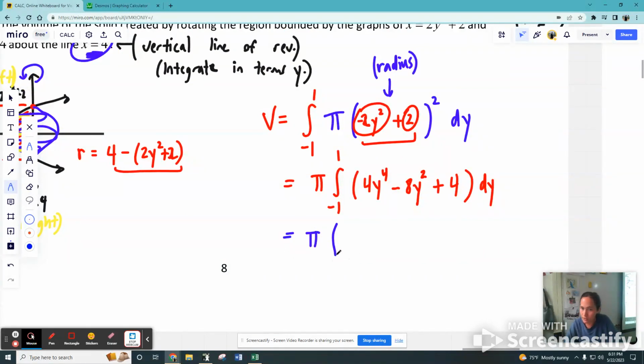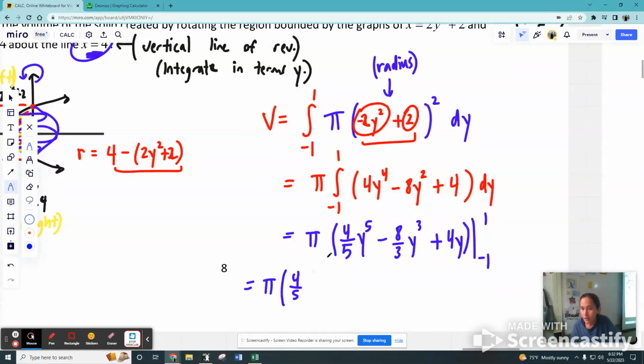We can drop the integral sign. We'll go up a power, 4/5 y to the fifth. How about this one going up a power, 8/3 y to the third, and then plus 4y. And this gets evaluated from y equals -1 to y equals 1. So the 1 gets plugged in first. We'll show the plug-in, pi times 4/5 times 1 to the fifth, minus 8/3 times 1 to the third, and then plus 4 times 1. And then the same thing, but plugging in a -1.